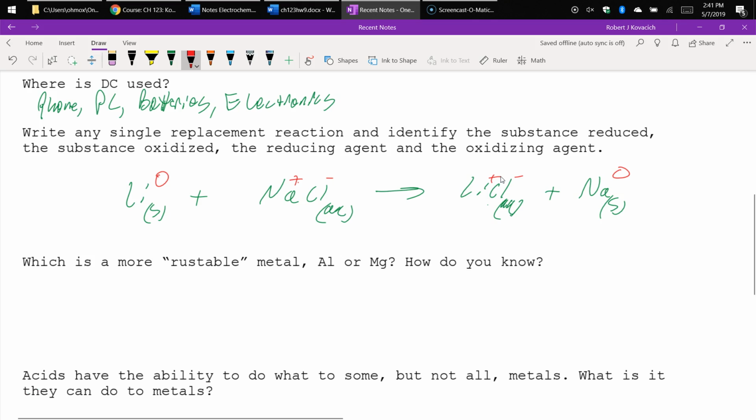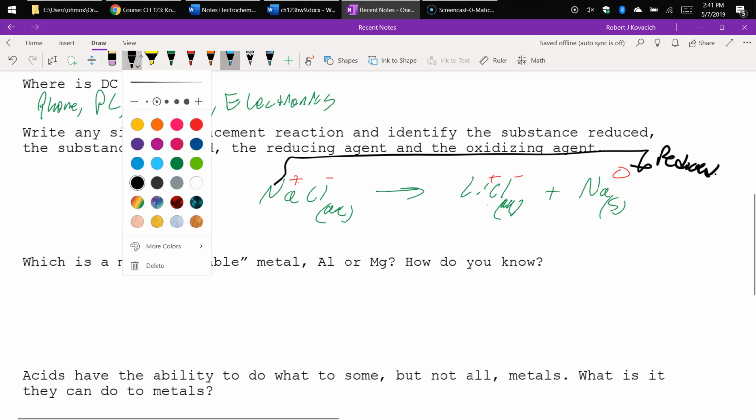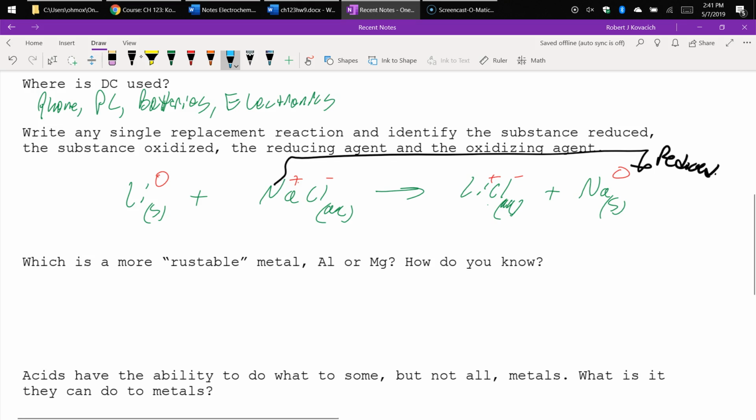So who gets reduced? Whose charge went down? The sodium went from +1 to 0. So the sodium is reduced. And then that just leaves you with the lithium oxidized.